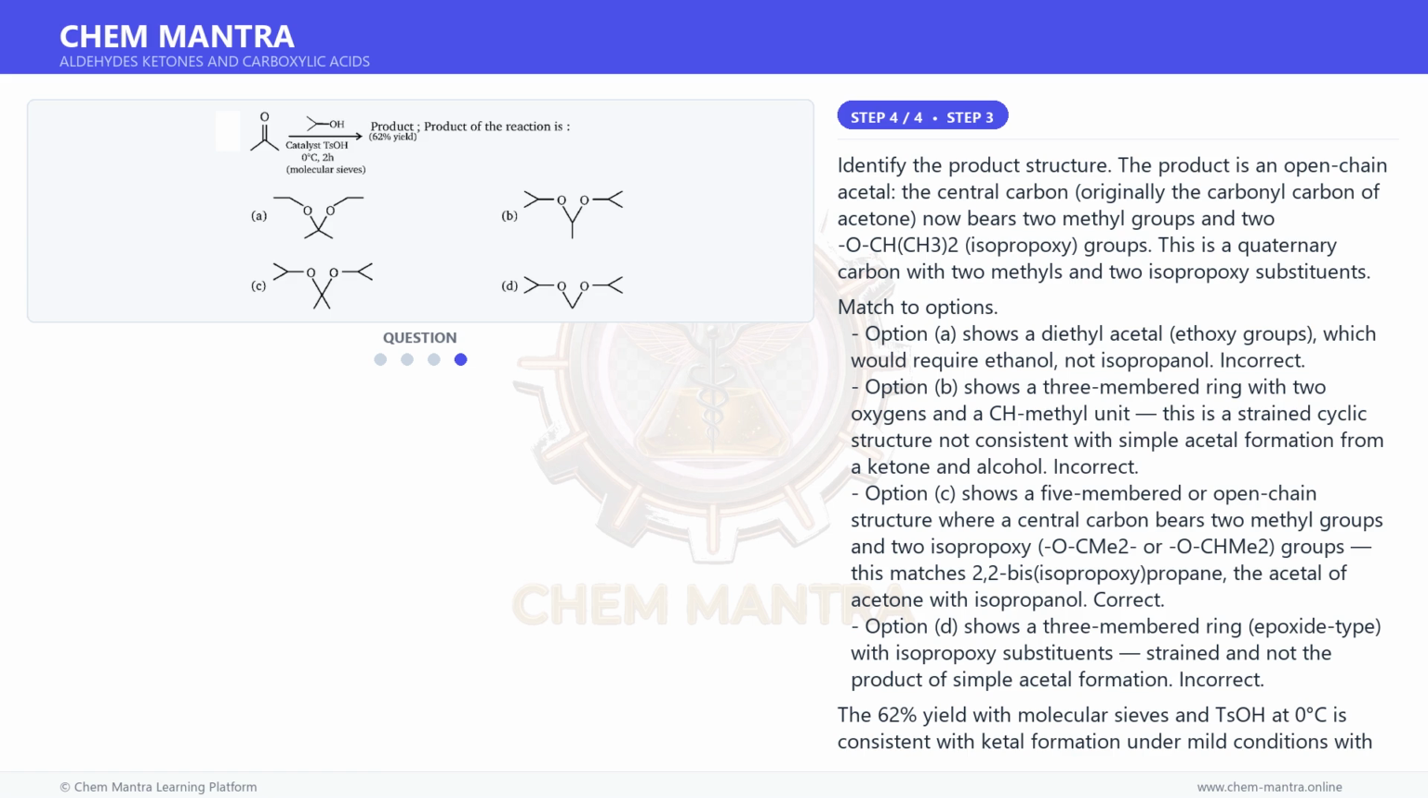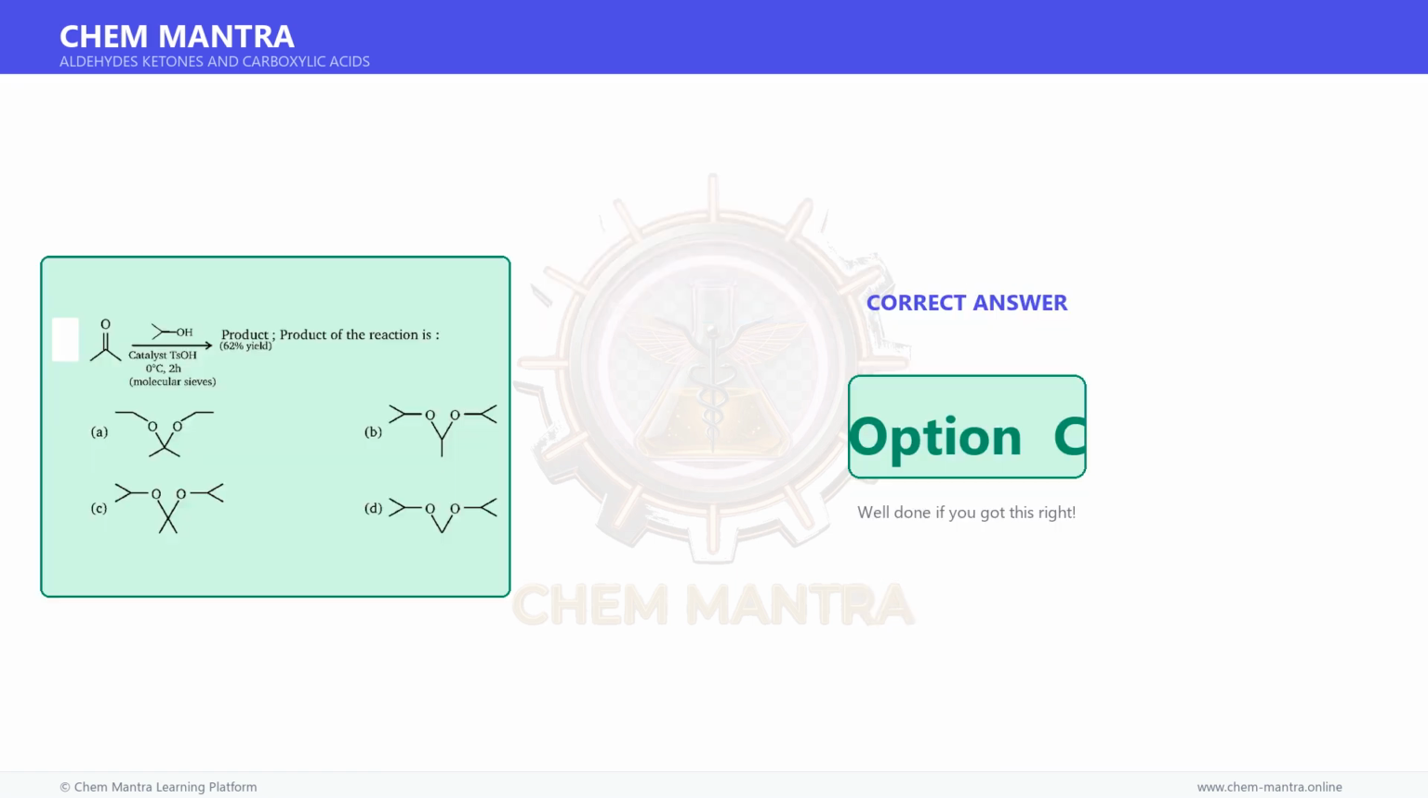formation. Incorrect. The 62% yield with molecular sieves and TsOH at 0 degrees Celsius is consistent with ketal formation under mild conditions with water removal. Therefore, the correct answer is C. Therefore, the correct answer is option C.